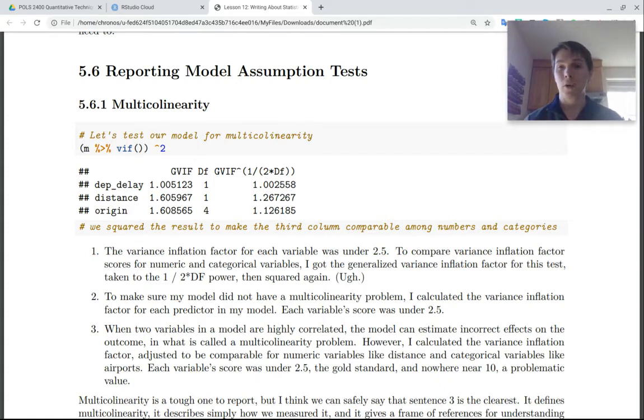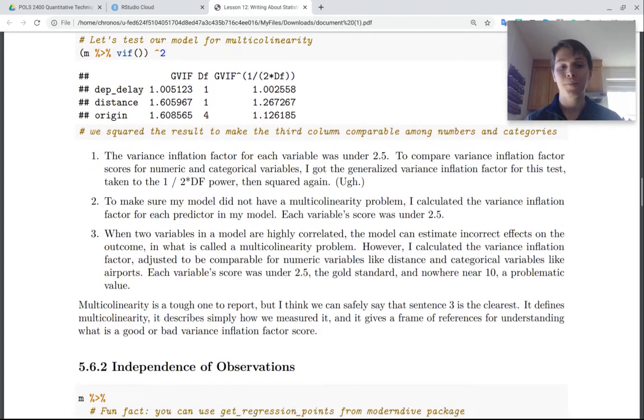I really like this one. This is how I write it in my papers, because I tell them that I adjusted the VIF test. I tell them what a good VIF score is, what a bad VIF score is, and where ours was. And I also defined multicollinearity in a way that's pretty straightforward. I like this a lot, and I think it's really transparent.